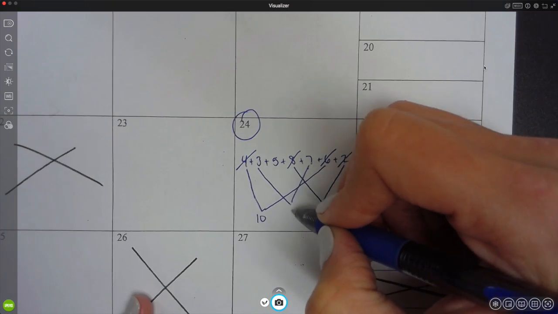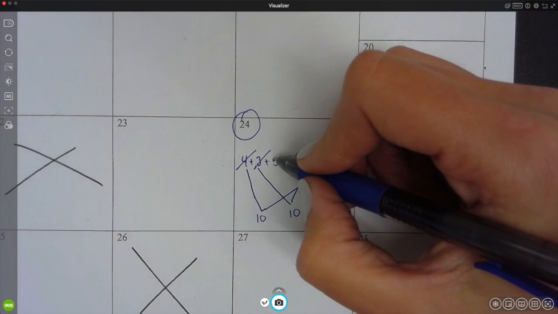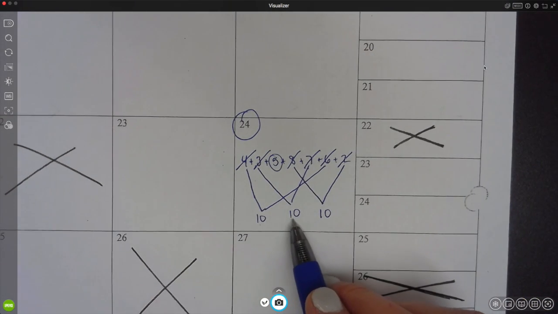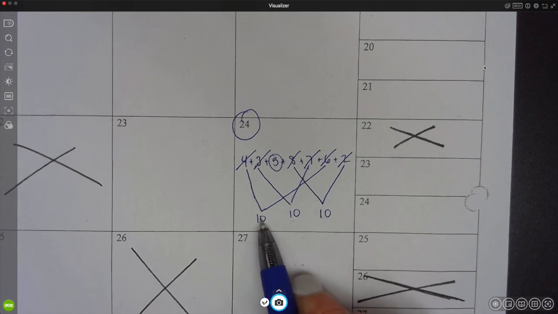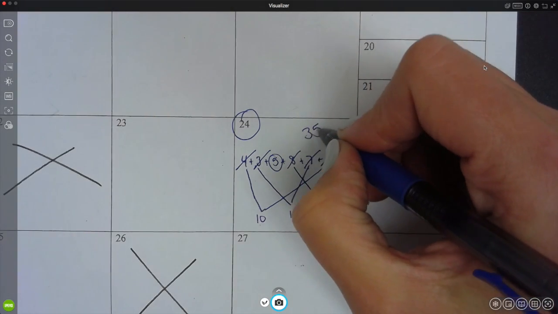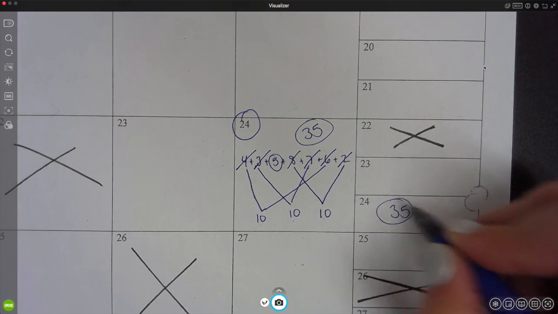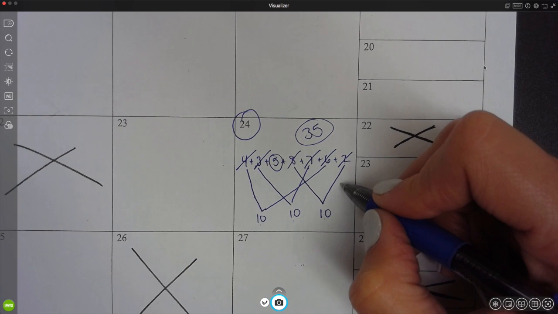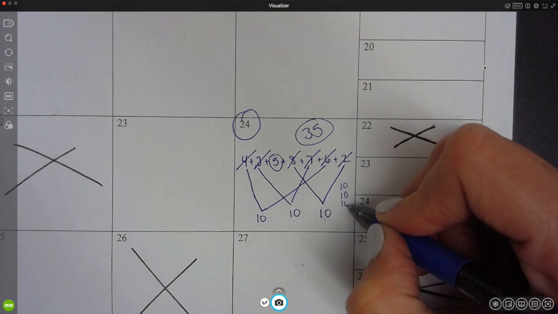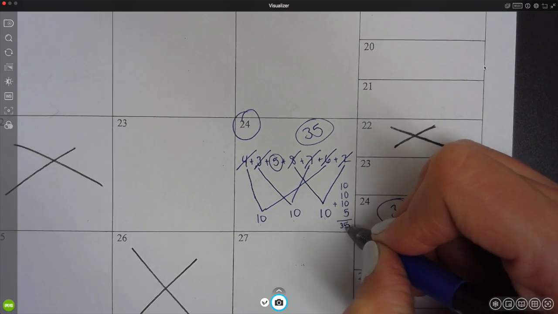3 and 7 equals 10. I use the 3, I use the 7. So now I just have this 5 left. 10 plus 10 plus 10 is 10, 20, 30. Plus 5 more is going to give me 35. Right? If you didn't see how I did that at the end, 10 plus 10 plus 10 plus 5 is going to equal 35.